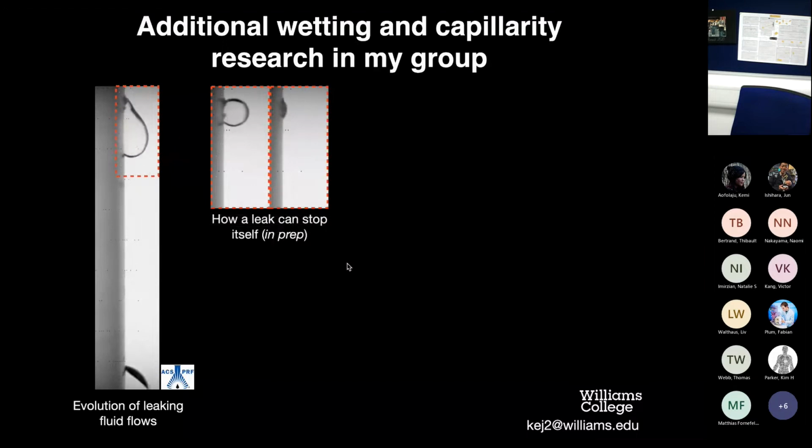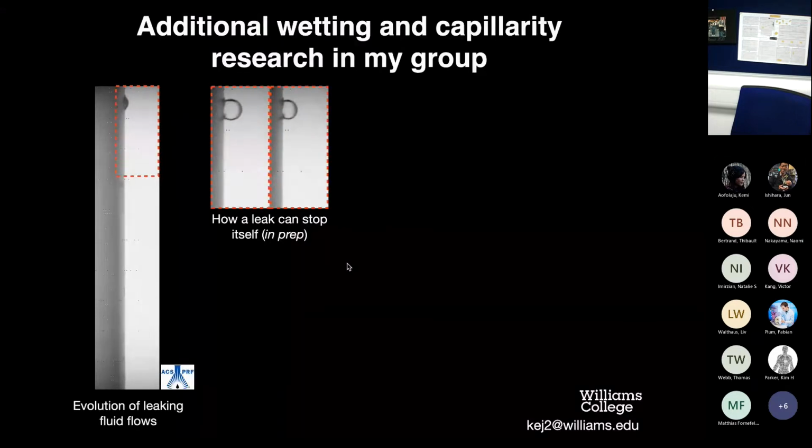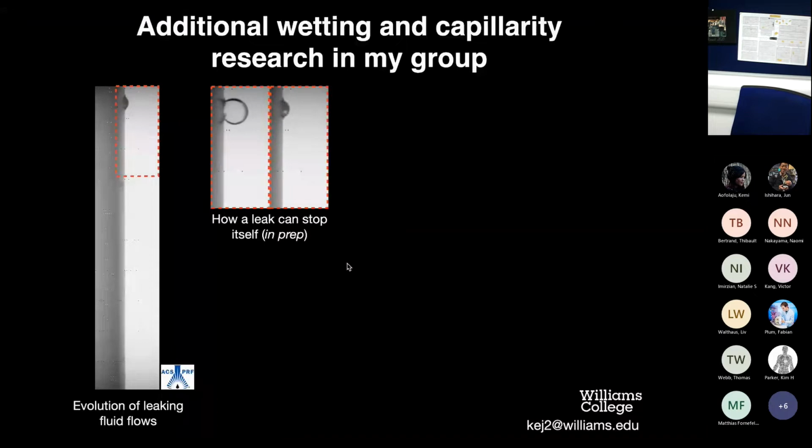One will not stabilize and the other will stabilize. And so some of the things we're looking at are this sort of flow in constrained geometries, and the capillarity and wetting in the context of stabilizing a fluid leak, even when there's still a driving pressure to continue the leak. So that's been a fun set of projects to be looking at.